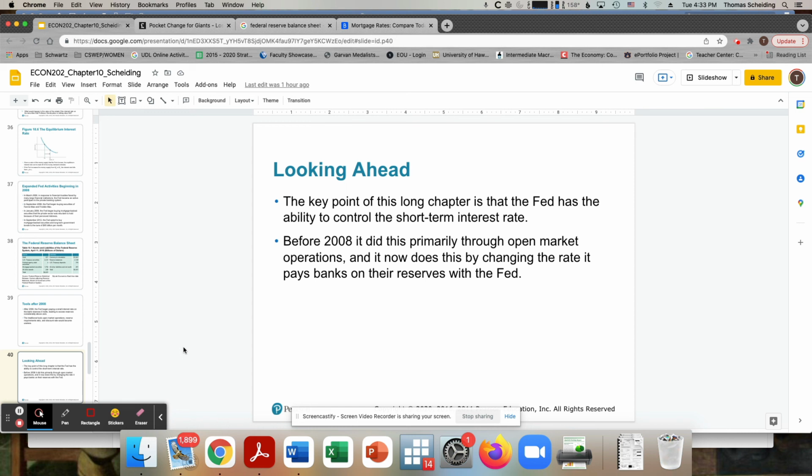And in 2008, what changed there is that those three tools were insufficient, and it had to start doing new things like quantitative easing to try to help the economy move beyond that. And it used those same tools during COVID-19 as well.